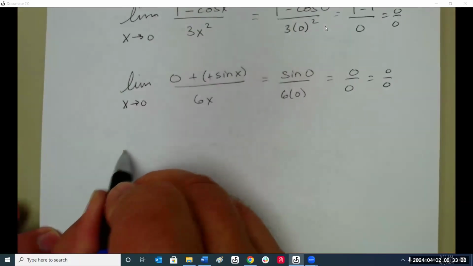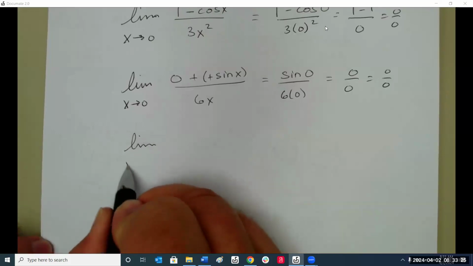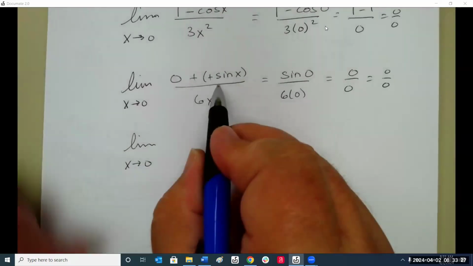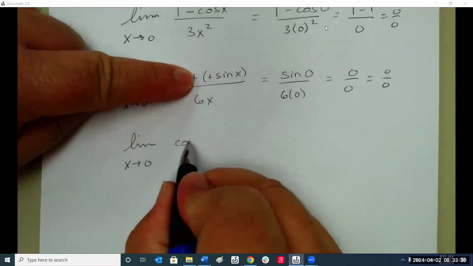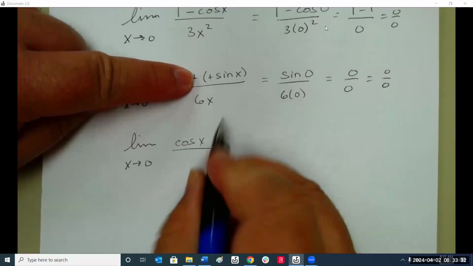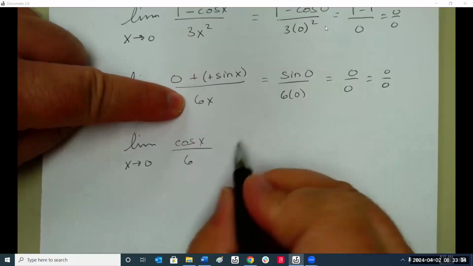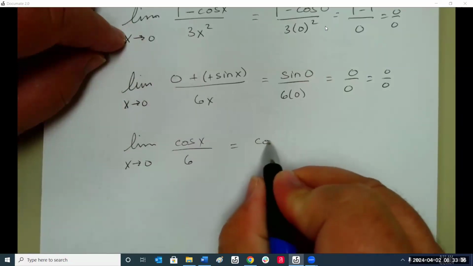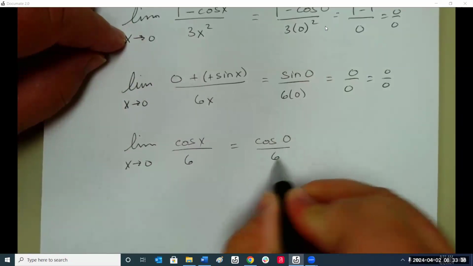Now we look at the derivative of sine, which is cosine, and the derivative of 6x, which is 6. Cosine at 0 over 6.